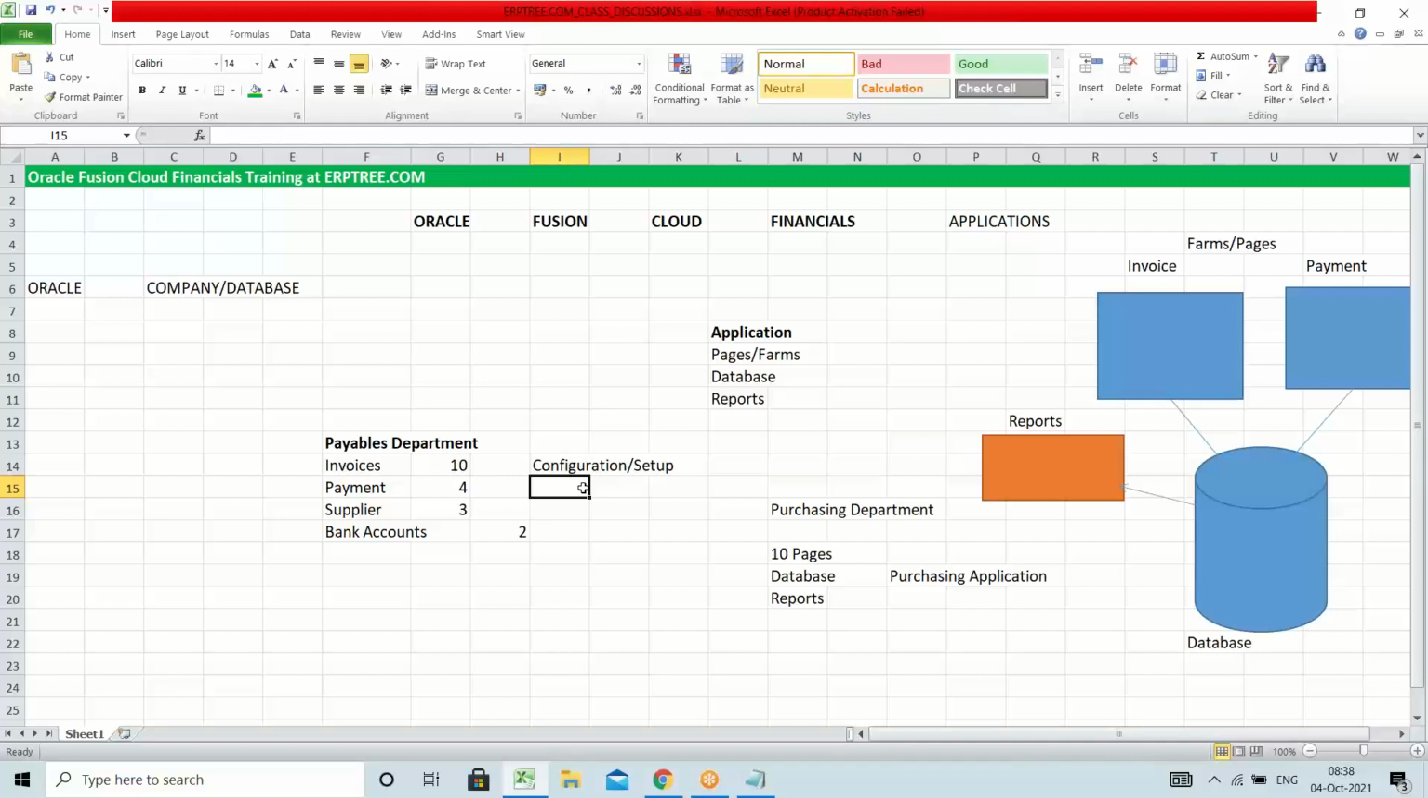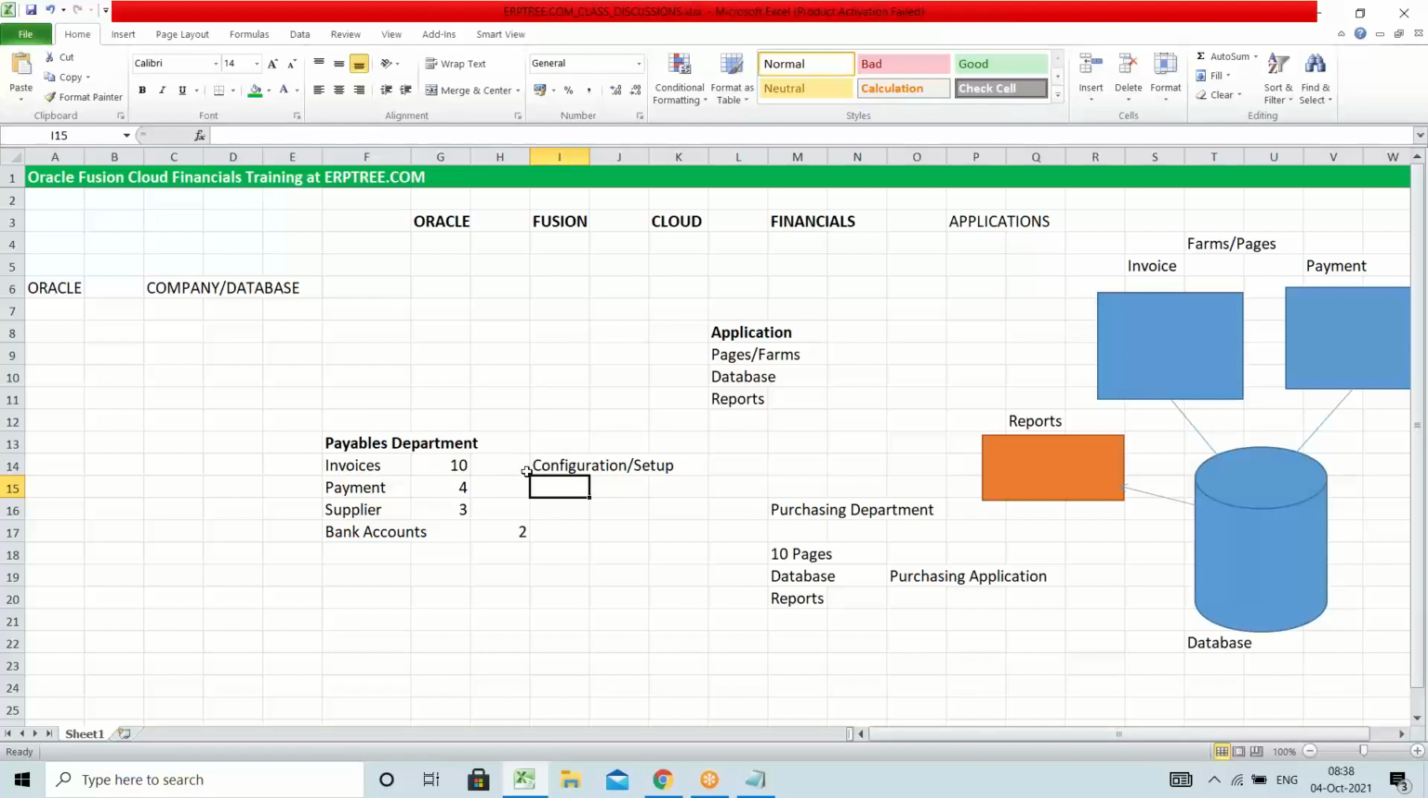Say a total of 50 features are there, for example, in Payables. But as per this client's business, we will select how many they require. Okay, only 20 are required. Within those 20, what they require, we'll set it. It's a very simple task. In our classes, we'll understand in a very detailed way what we call setup or configuration.